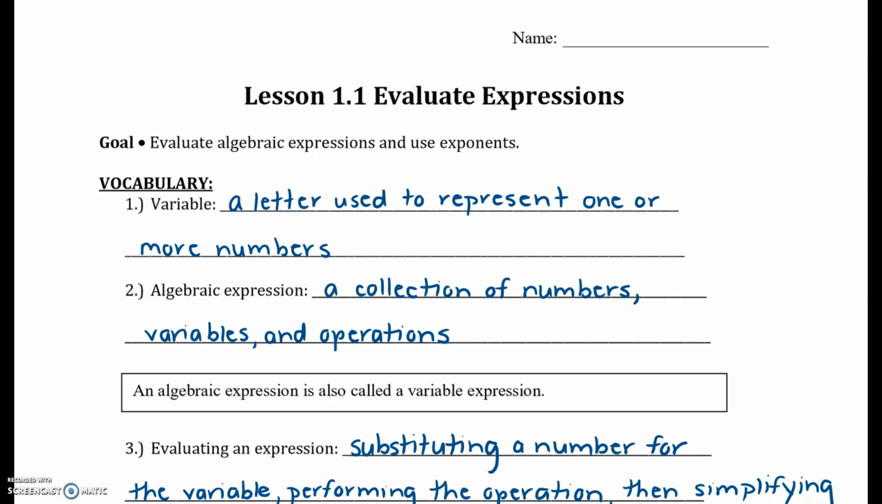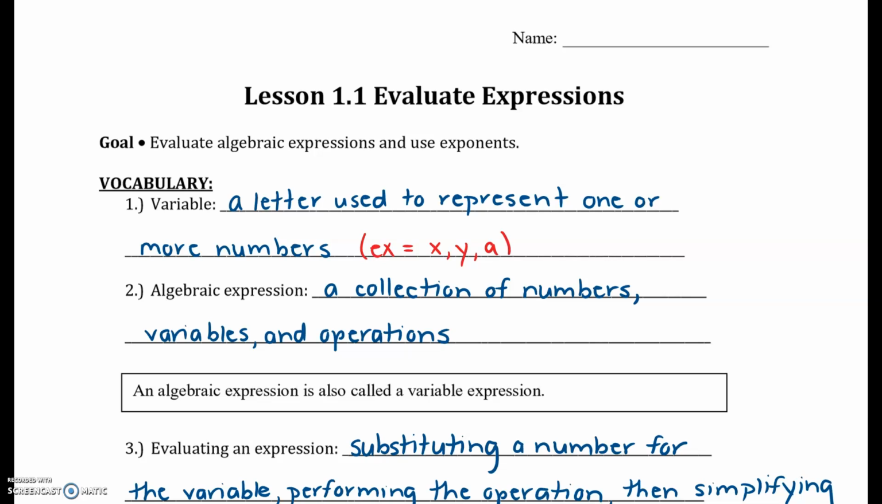I'm going to go over the vocabulary briefly, and then we're going to get into the real meaning of the lesson in talking about algebraic expressions and what they look like and how we can evaluate them. So one thing you're going to find in expressions is something called a variable. This is a letter that is used to represent one or more numbers. Most of the time we are going to use the letter X. Okay, so we might use X, we might use Y, we might use A, any letter that's used to represent one or more numbers.